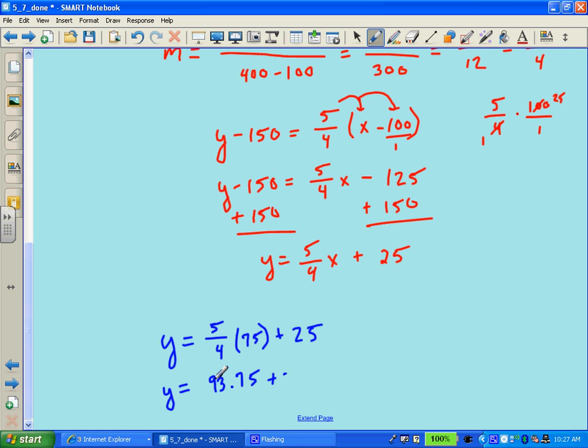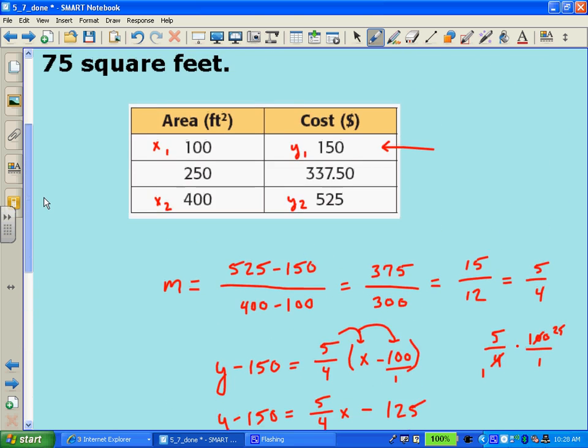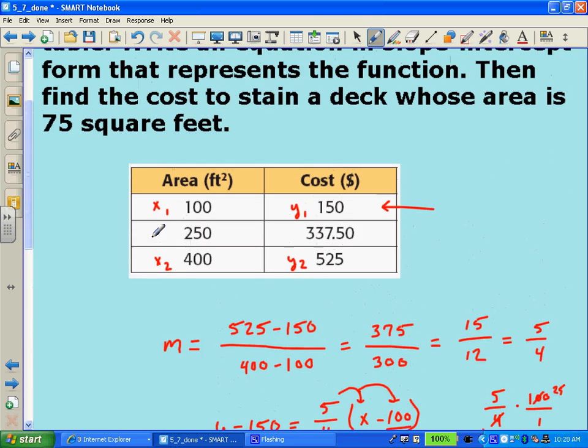Looks like it's 93.75 plus 25. So I get 118.75. So if I had a deck with an area of 75 square feet, I would get charged $118.75 by this particular company to stain my deck.